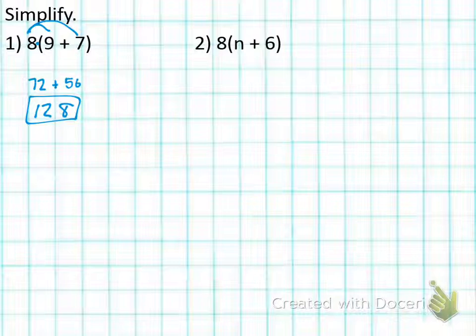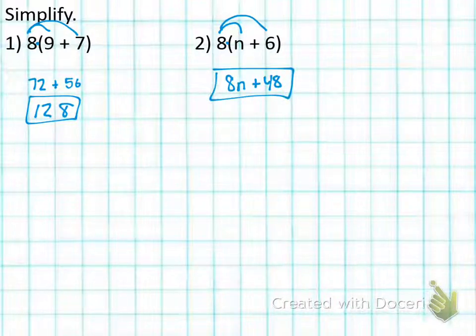Okay, anyways, number 2. Number 2 is 8 times n plus 6. A little bit different. This is algebraic now. So we know there's a multiplication sign. You take 8 times n is 8n. And then we have 8 times 6 is positive 48. Okay, I can't really combine this. This is a variable term plus a constant. We can't combine. Leave it as is. Okay, and that's your answer. All right? Pretty easy, right?